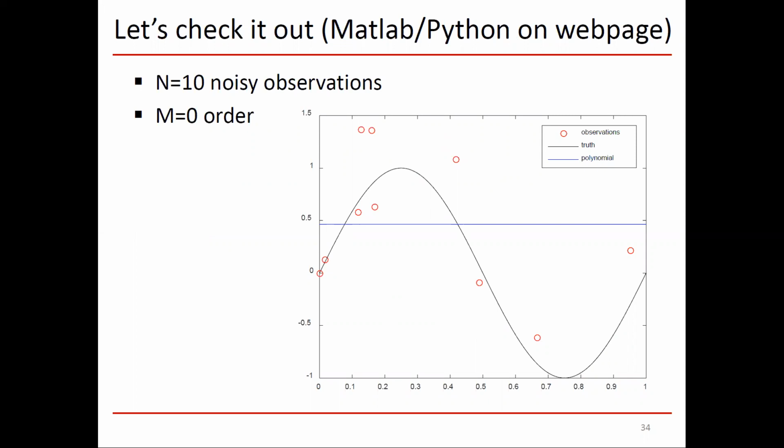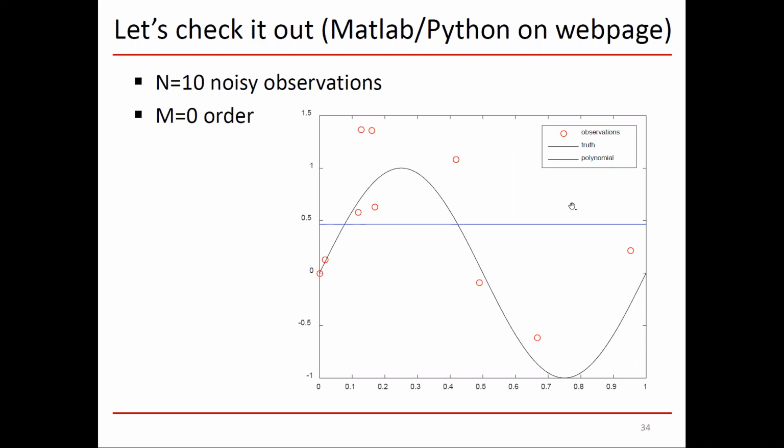We have data, we have n equals 10 noisy observations, and we begin with a 0-order polynomial, which basically means a line, a constant. So in the horizontal axis here, we have the input, the xn. The vertical axis are going to be in red, the observations, and the red circles are noisy observations. And the truth, the black curve without the Zn, is the black sinusoid.